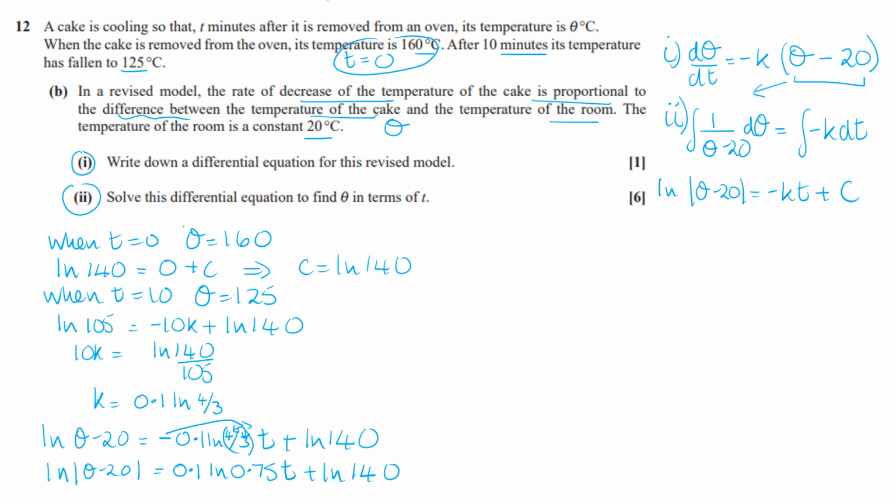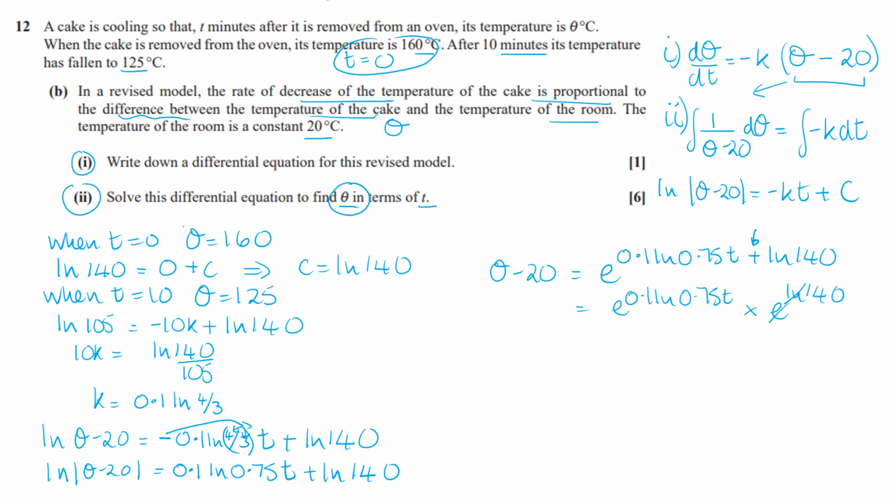Now we're asked to solve this equation to find theta in terms of t. So that means we need to have theta as the subject, and at the moment it's inside this ln. So if we raise to the power e on both sides, we're going to get that theta minus 20 will equal e to the 0.1 ln of 0.75 t plus the ln of 140. Now when we've got this plus here, this can be written as e to the 0.1 ln of 0.75 t times e to the ln of 140.